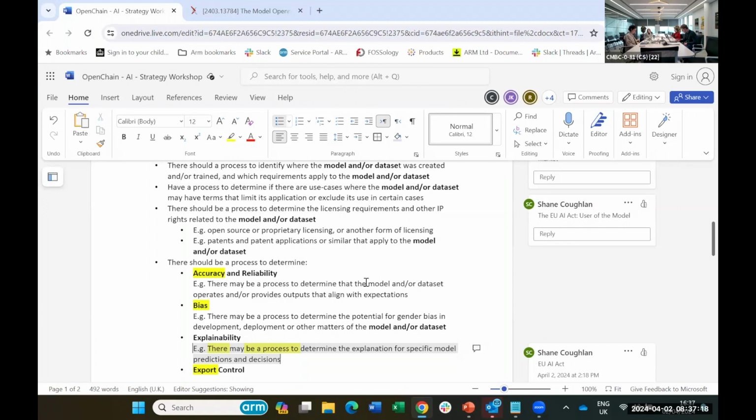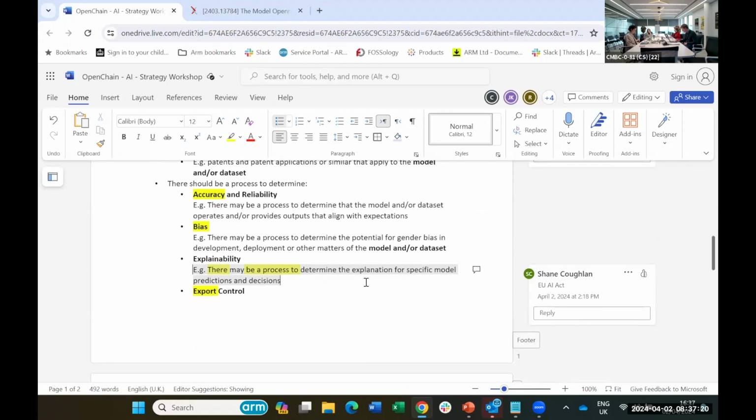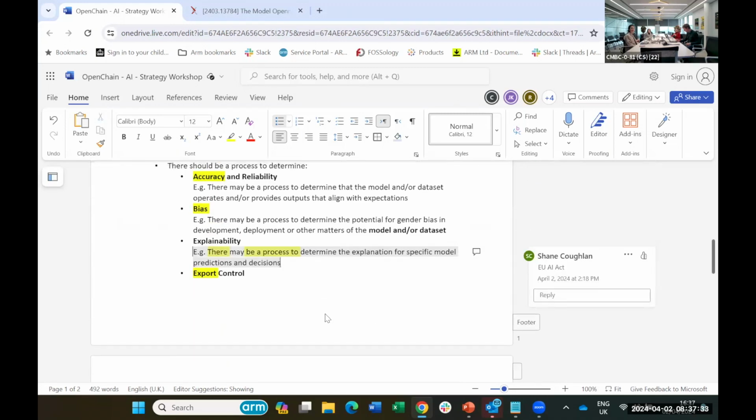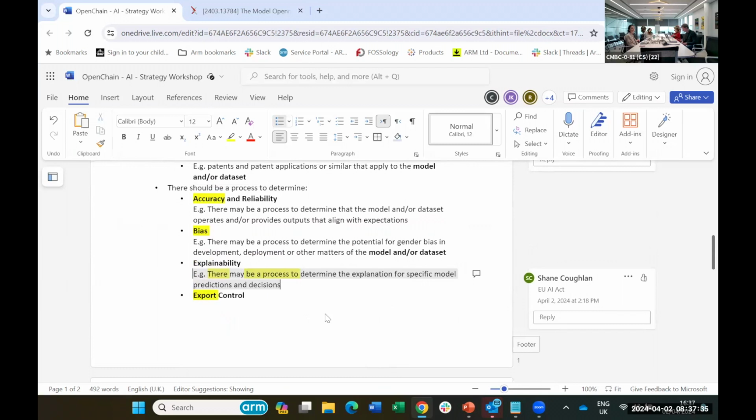Then we move down into a section which we touched on. The yellow doesn't really mean anything here. We just couldn't remove the yellow in the formatting. But it kind of highlights, I think it's got 6 or 7 different areas that we feel as though we should have a process to determine accuracy, bias, explainability, export control. And again, we highlight some examples of what that might be.